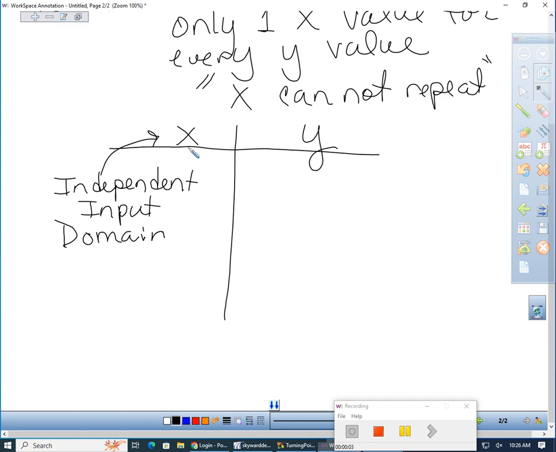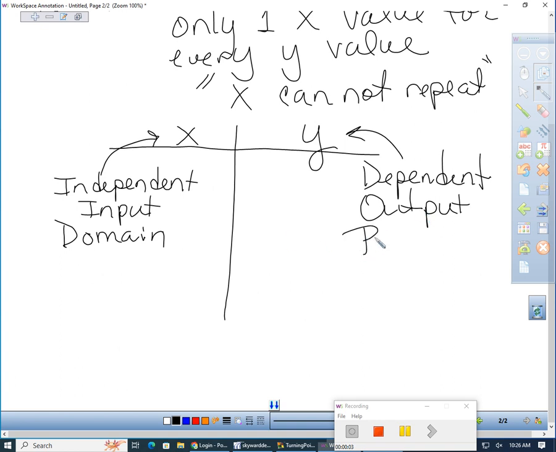Okay? For the y value, y can be called dependent. It is also the output. It's what you get when you put x into it. It's the output. The y values are the range. And there's one more thing that means y.